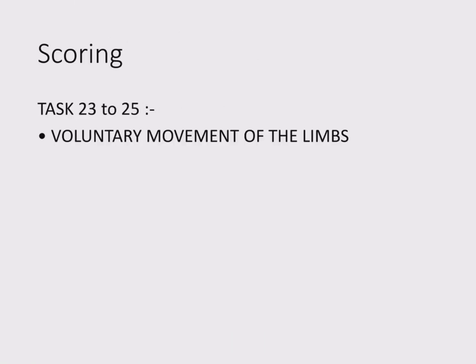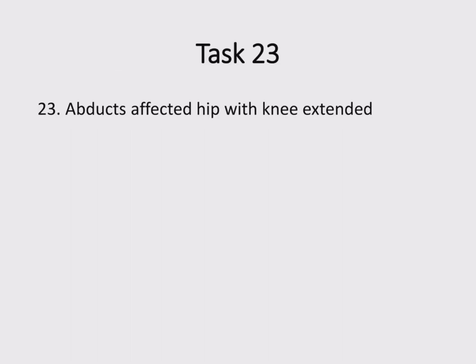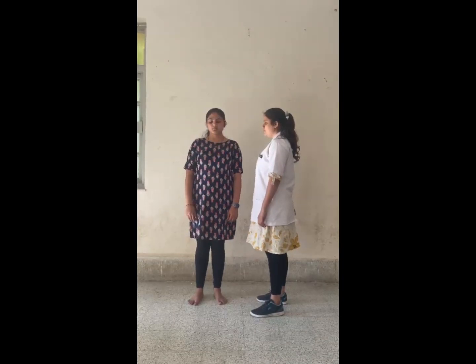For task 23 to 25, scoring is given according to voluntary movement of the limbs scoring system. Task 23. Abducts affected hip with knee extended. Ask patient to please keep your knee straight and your hips level and raise your leg to the side.